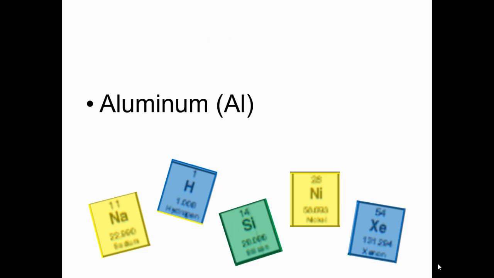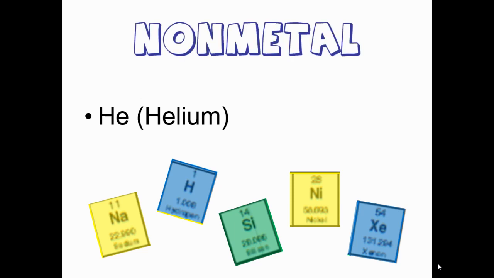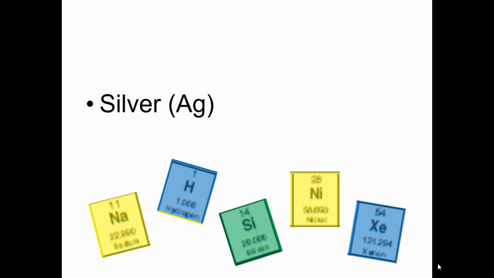Aluminum is an example of a metal. Helium is an example of a nonmetal. Silver is an example of a metal.